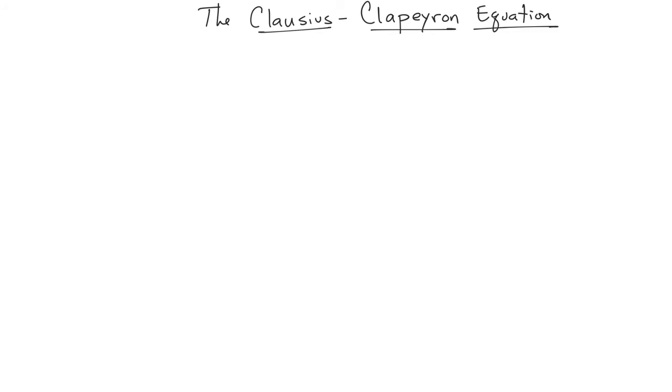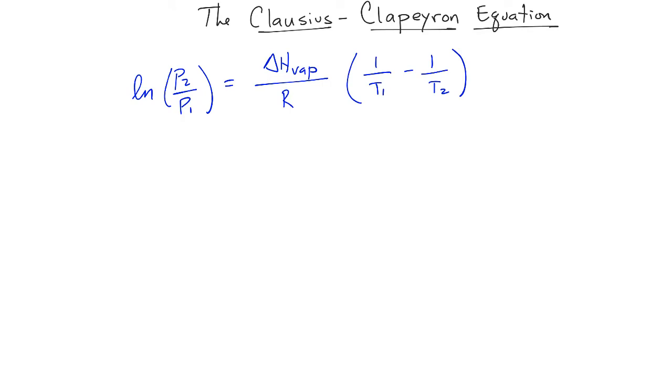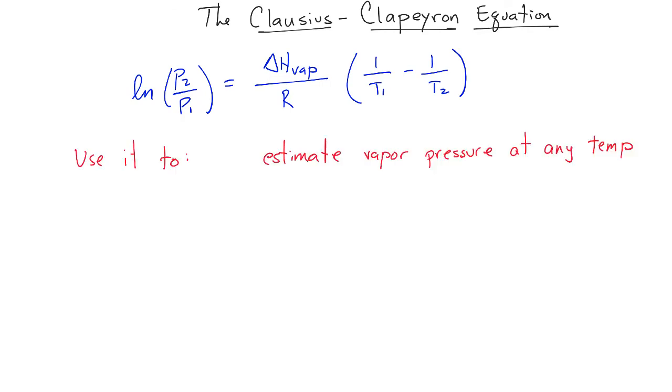In this video, we're going to have a look at the Clausius-Clapeyron equation. Shown here, the equation is useful for estimating the vapor pressure at any temperature, or we can use it to estimate the heat of a phase transition from the vapor pressures measured at two different temperatures. Before we start, it's useful to note that the pressure can be any unit.